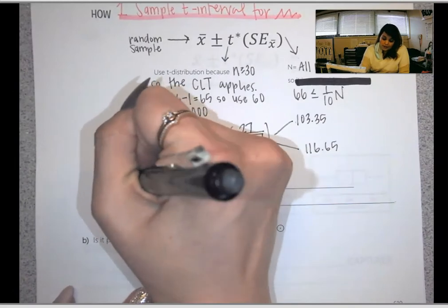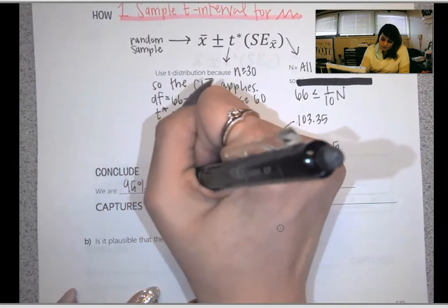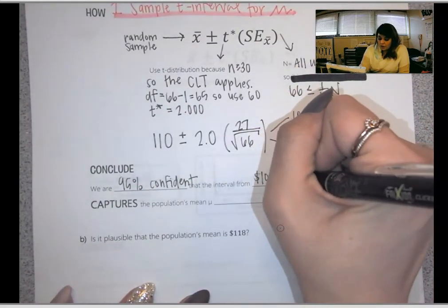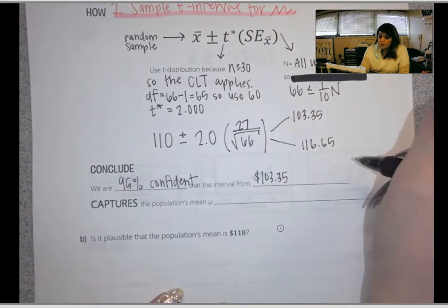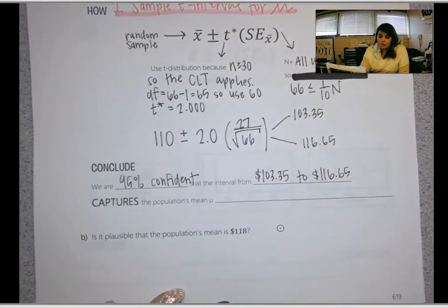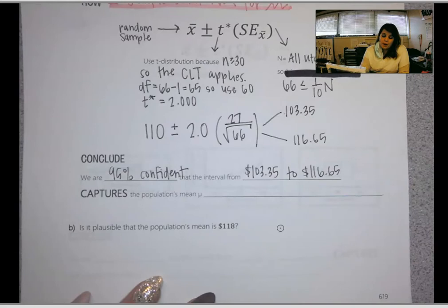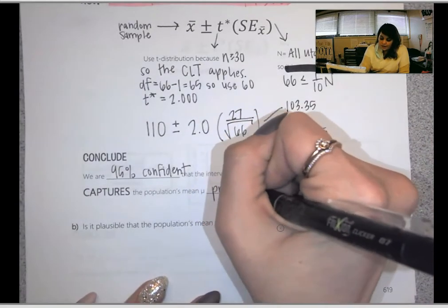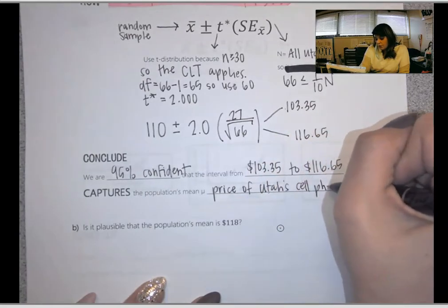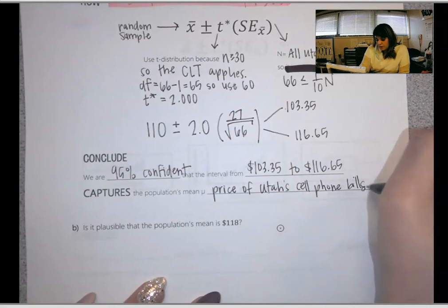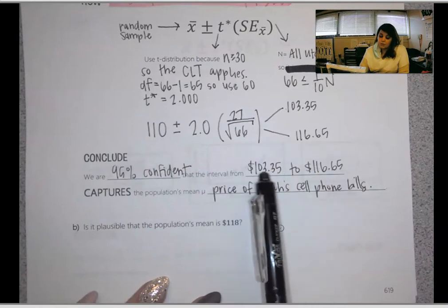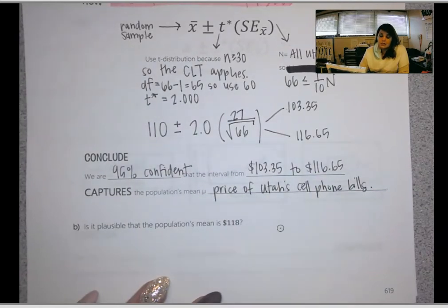So we are 95% confident that the interval from, use a dollar sign, $103.35 to $116.65 captures the population's mean mu price of Utah's cell phone bills. So we're 95% confident the true average is between $103 and $116.